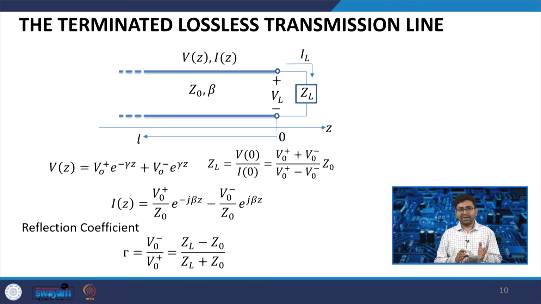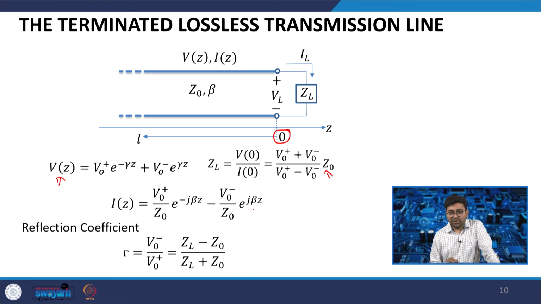If you terminate it with some load, then V(z) is V0+ e^(-γz) + V0- e^(γz). Your ZL at this node, when the length is 0, you can write as (V0+ + V0-)/(V0+ - V0-) times Z0. If you write in terms of the current I(z), then there is V0+/Z0 e^(-jβz) minus V0-/Z0 e^(jβz).